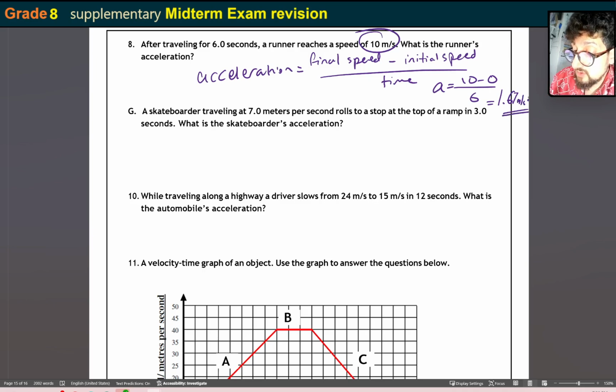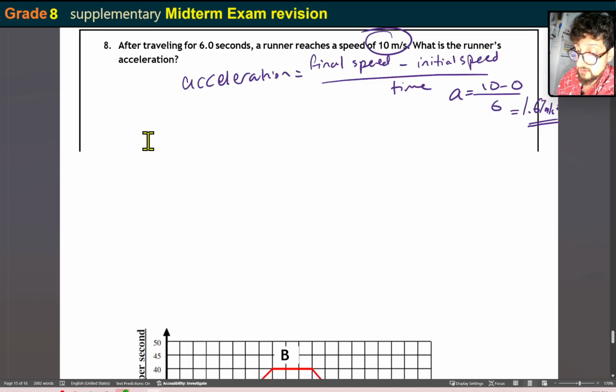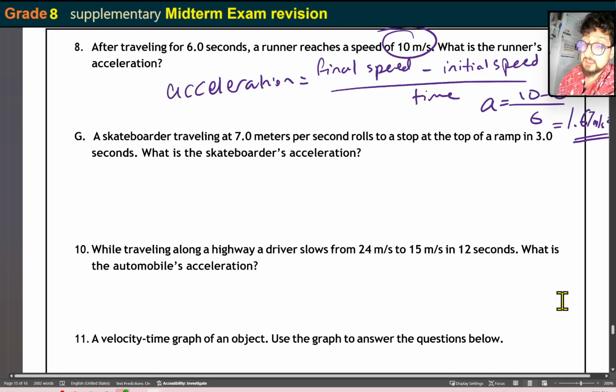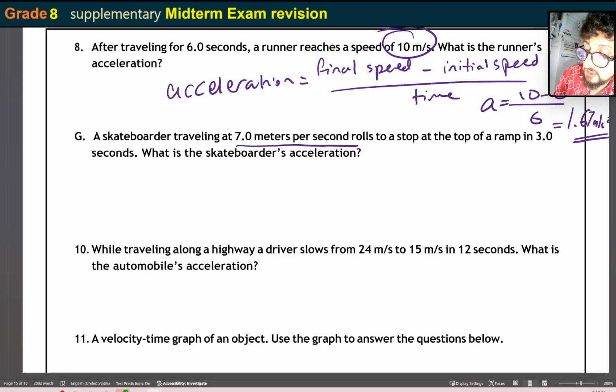A skateboarder traveling at 7. I'm going to make this bigger because that way I have more room to write. A skateboarder traveling at 7 meters per second rolls to a stop. So that's the speed initially, 7 meters per second. That's the initial speed. And then rolls to a stop. So that's 0 meters per second. That's the final speed in 3 seconds. So we've got the time, we've got the final speed. So what is the skateboarder's acceleration?